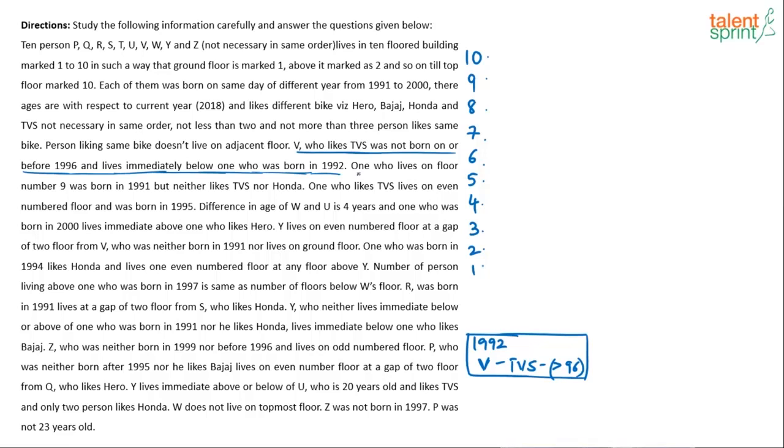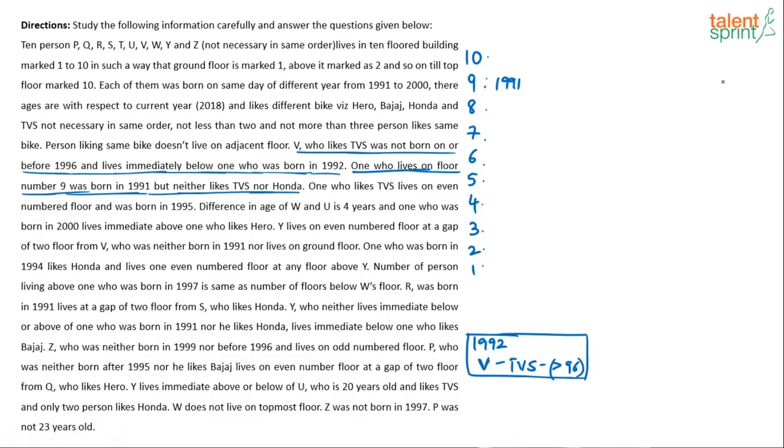Next clue. One who lives on floor number 9 was born in 1991. Okay, this is what I like. Direct information, right? So floor number 9, let's fix 1991. Year is already known. But neither likes TVS nor Honda.